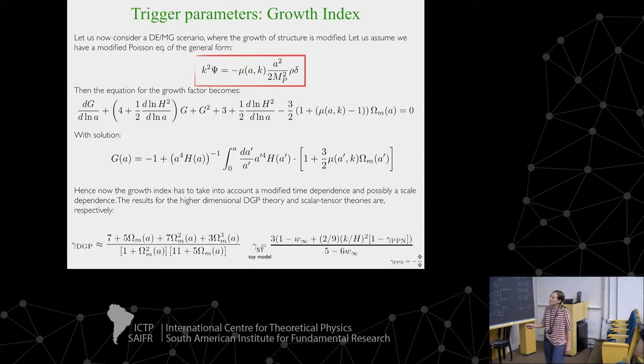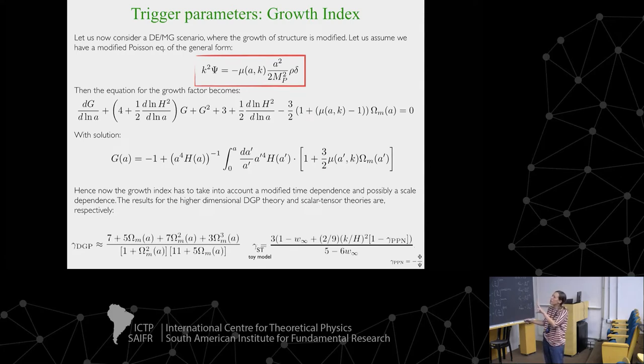DGP is the Dvali-Gabadadze-Porrati model in which you have a five-dimensional theory of gravity. And it turns out that there's no scale dependence in this model, but still there is a very different time dependence. I don't remember, but the overall result of this is something different from 6 over 11 at late times. This is a toy model that they made up to mimic what you expect in standard scalar-tensor theory, so it's sort of an f(R).